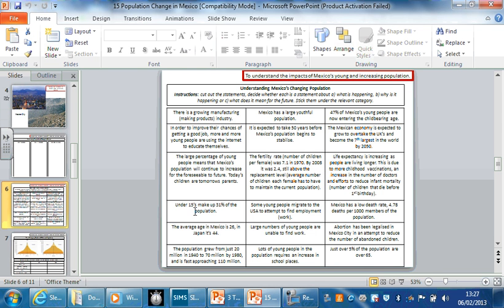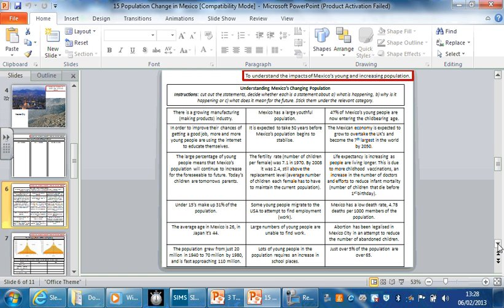So if we look here, we can see lots of different statements about Mexico, about how the population is changing and what those impacts might be. So you can have a look back inside your books, the ones that you cut up in class, and you can have a look where you've placed these in your table. Just to give you an idea, and just to recap what we went over in class, we've got some ideas here of what is happening to Mexico's population.